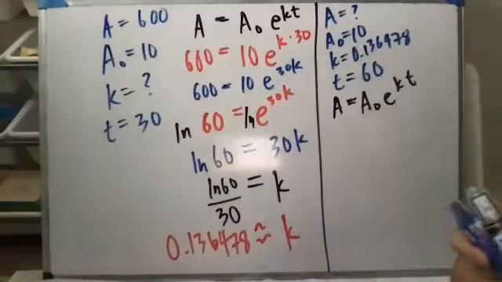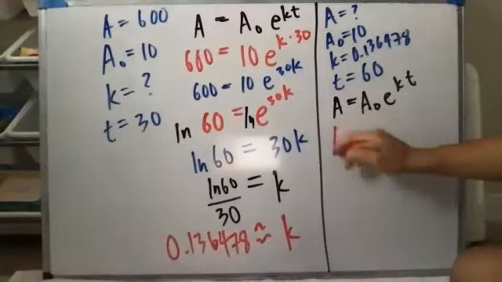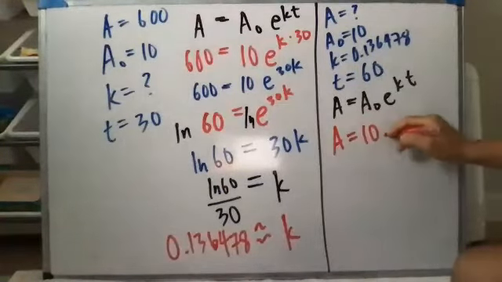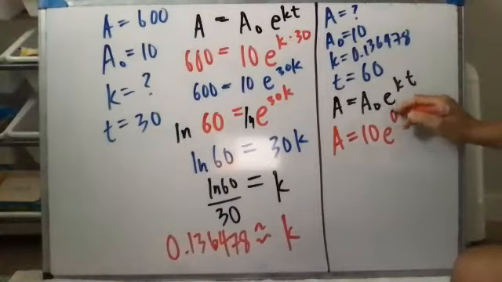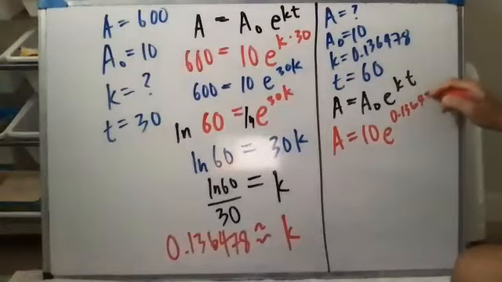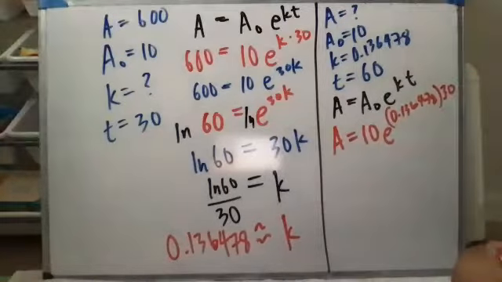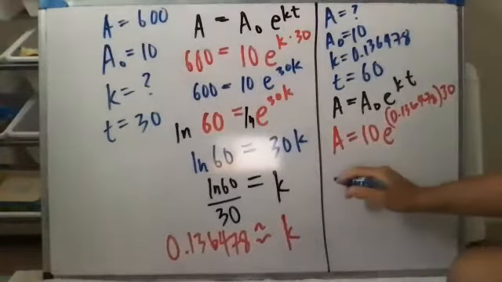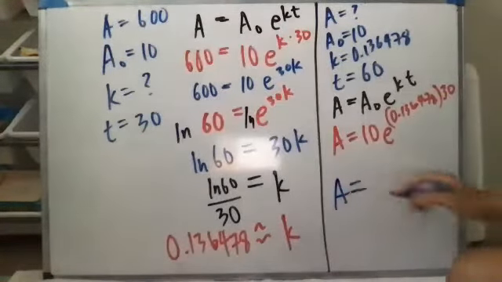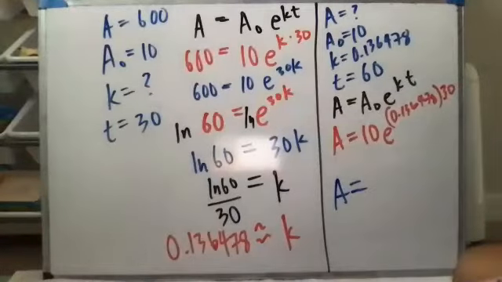So this is going to be, let's do this in red again, A is equal to 10 e to the 0.136478 times 30. And I just plug that into my calculator to see what A is equal to.